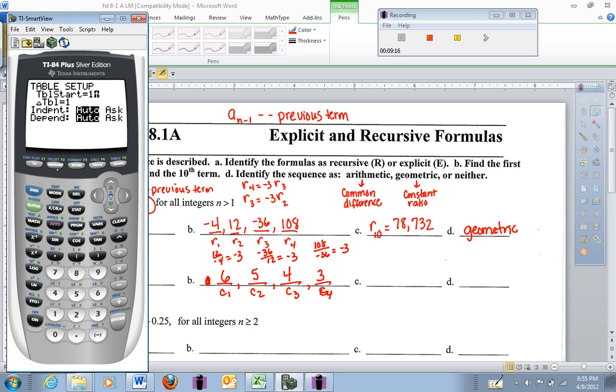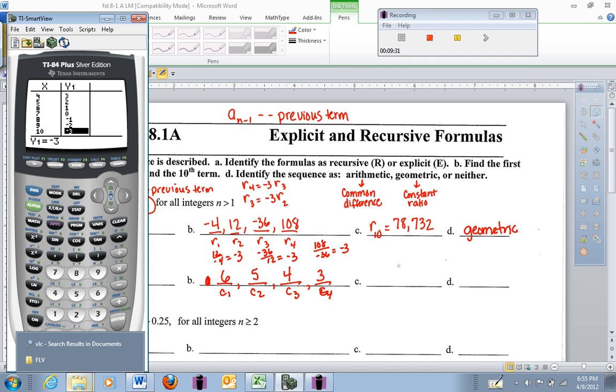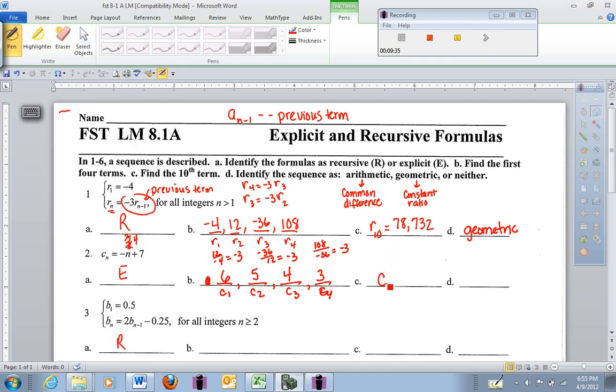And let's go to our second table set, which is second graph. When it's 1, I've got a 6, and then a 5, and then a 4, and then a 3, and a 2, and so on. If I want to find the 10th term, I could find it on the table this way and say it's -3. Or the other way I could do this to get the 10th term is to say c sub 10 is equal to the opposite of 10 plus 7. It's pretty easy when I could do it in my head.